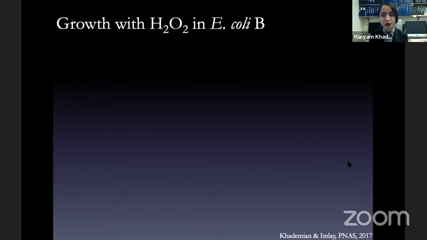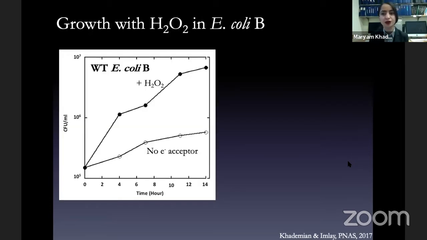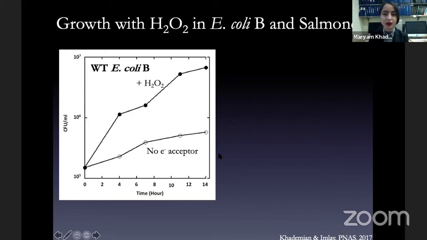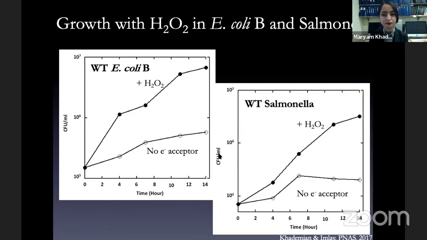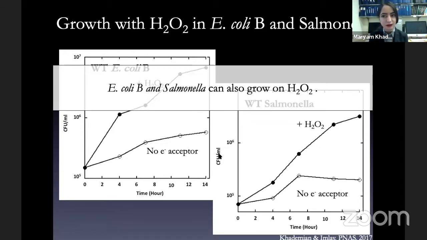We also wanted to make sure that the phenomenon that we are seeing is not because we are using a very common E. coli lab strain. So we tested that on E. coli B, which is not as used as much in labs. And I showed that, yes, if I added hydrogen peroxide, E. coli B also grows. And I also tested that on Salmonella. Salmonella also grows on hydrogen peroxide. So this seems like a broader phenomenon that's happening, and it's not only restricted to E. coli.